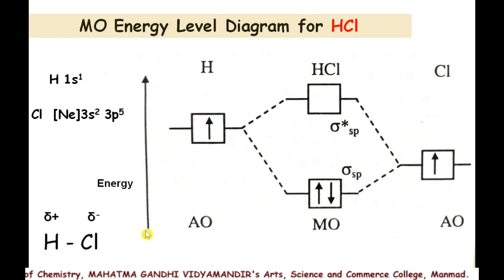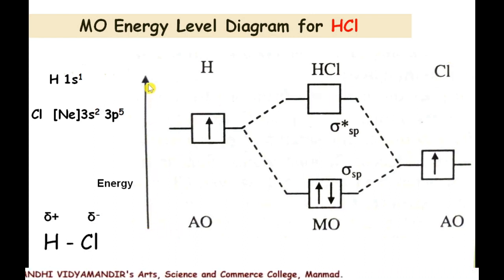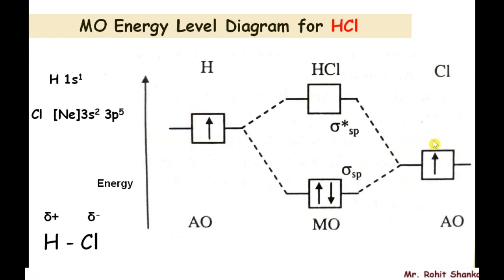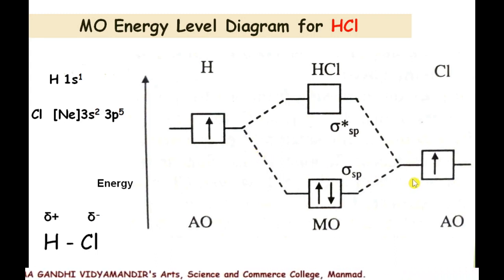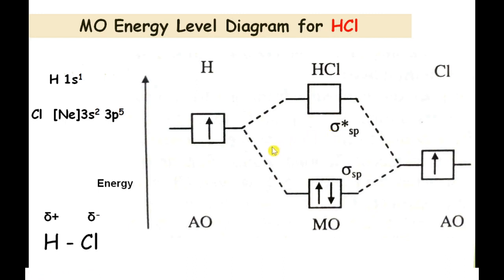Here you can see energy is increasing from bottom to top. This is the atomic orbital of hydrogen. This one is the atomic orbital of chlorine. This is the 1s atomic orbital. This one is the 3px atomic orbital. These two atomic orbitals combine and form two molecular orbitals. The overlapping of the 1s orbital of hydrogen and the 3px orbital of chlorine gives rise to a sigma bonding molecular orbital and a sigma star anti-bonding molecular orbital, as shown in this diagram.